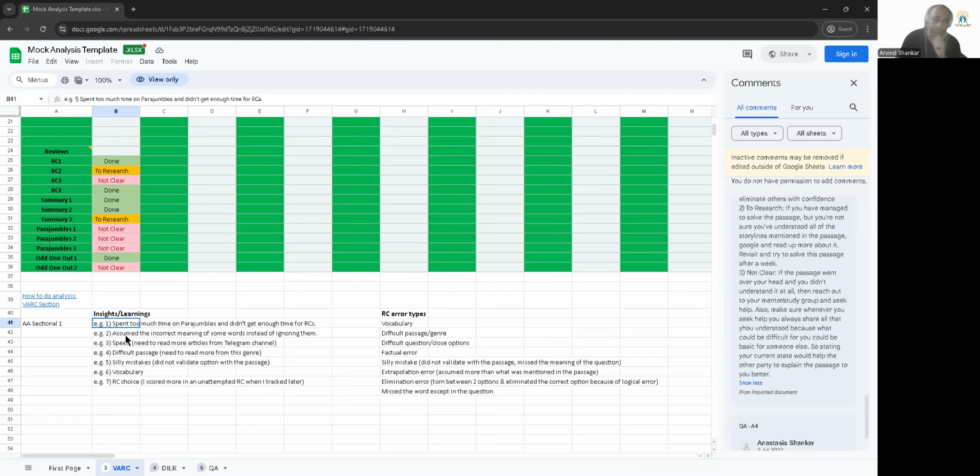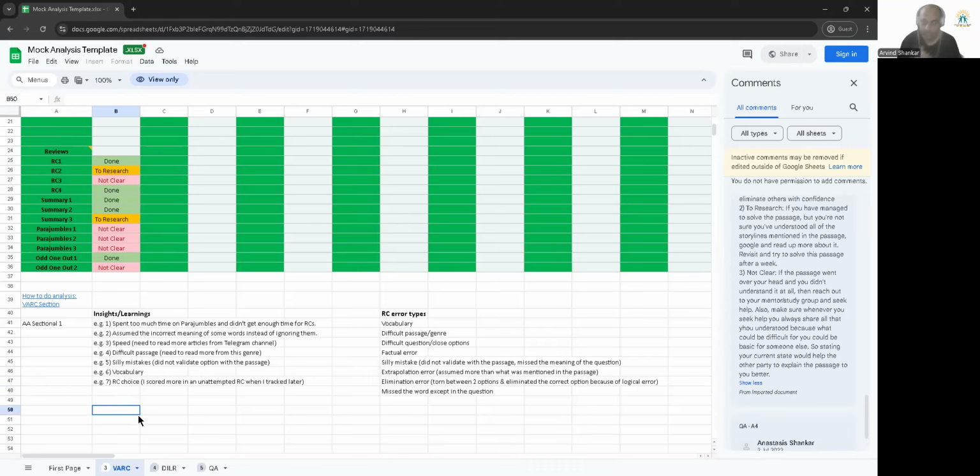One sort of error that you made, assumed incorrect meaning of some words instead of ignoring them. Speed, need to read more articles from Telegram channel, whichever Telegram channel you are a part of, or wherever you get your daily source of articles. It was a difficult passage, need to read more from this genre. Silly mistakes, did not validate the option with the passage. Vocabulary was missing.